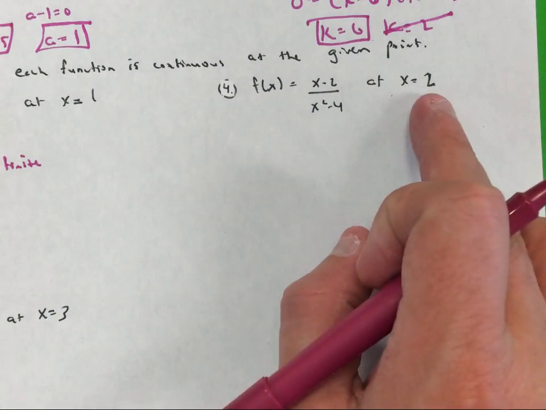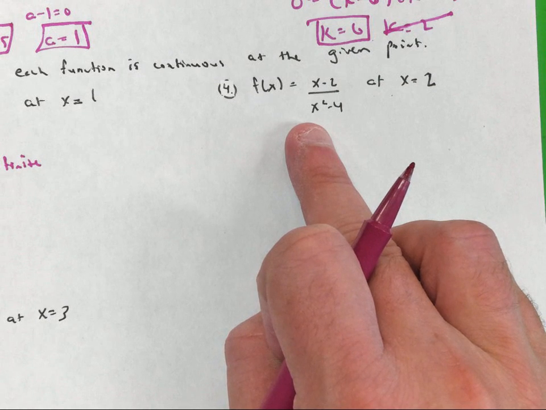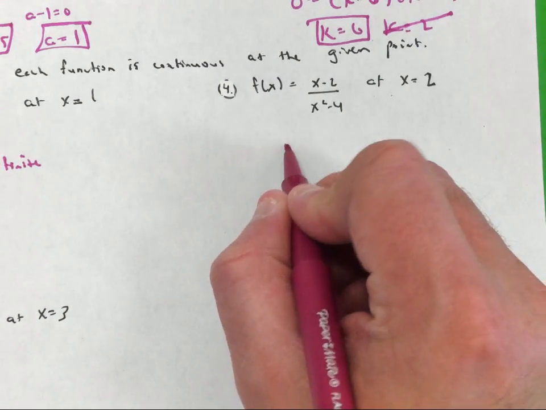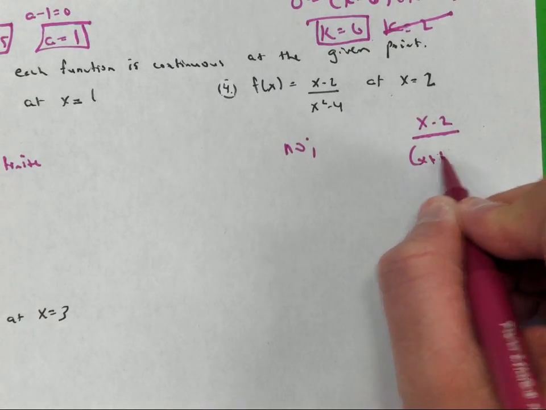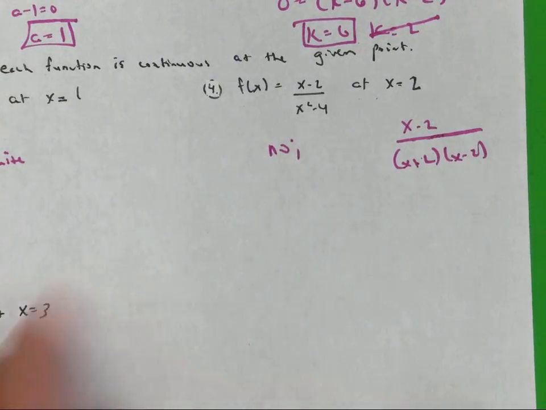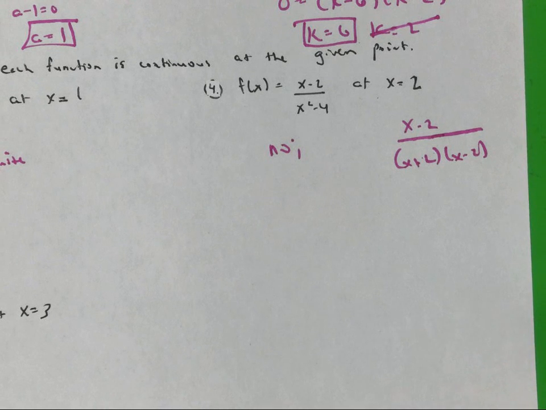All right, number 4. I take 2. Plug it in. 2 squared is? 4 minus 4 is? Did I run into some trouble? Yes. So is it continuous? No. Let's factor it to see what's going on. Which parentheses would x equal 2 be associated with? X plus 2 or x minus 2? Because if I set that equal to 0, it would give me 2, wouldn't it?